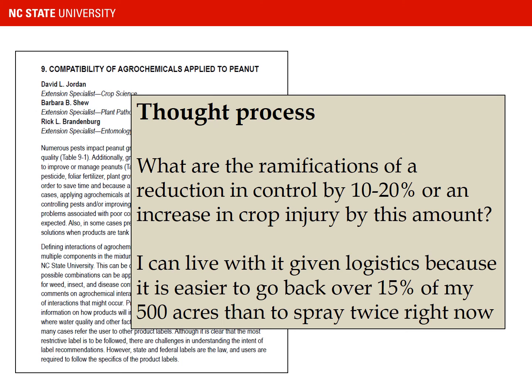So one of the things that we often think about is what are the ramifications of a reduction in control by 10 to 20% or an increase in crop injury by this amount. So in other words, when I'm logistically challenged and I'm trying to cover a lot of ground, maybe I'm willing to take a partial reduction in control. I might not take a 50 or 60% reduction, but I'll take a 10 to 20% reduction in control and maybe a little more injury just so that I can get across all the acres in a timely manner.